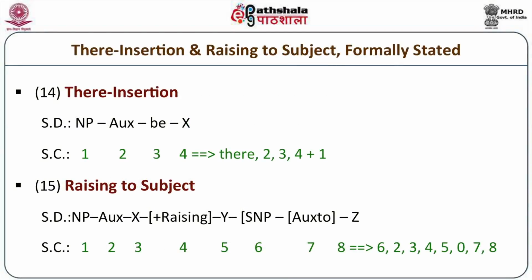So when you state there insertion, your statement of the rule has to mention the verb be. We tentatively state it by saying that the structural description says noun phrase, auxiliary, be, X, and that the 1, 2, 3, 4 in the structural change turns into there, 2, 3, 4 plus 1. So 1 gets shifted to the right and is attached to 4, which is a variable X. Remember that attachment to a variable means that you become a daughter of the sentence. And in place of 1, you get there inserted. That is there insertion. Notice that it mentions be.